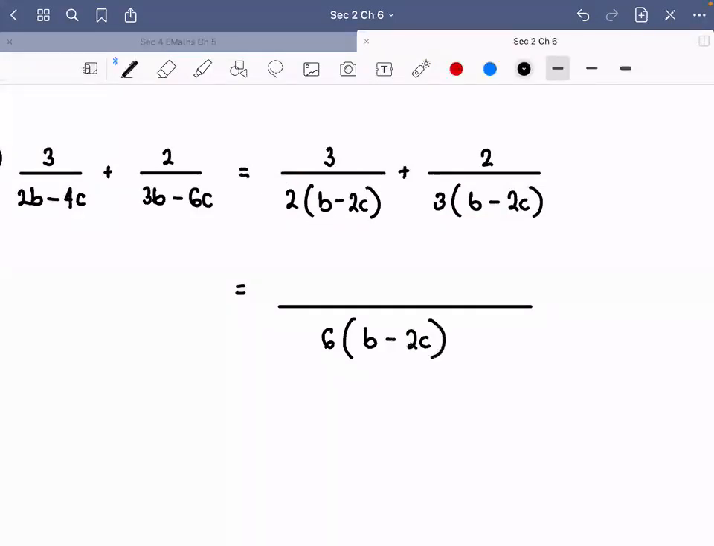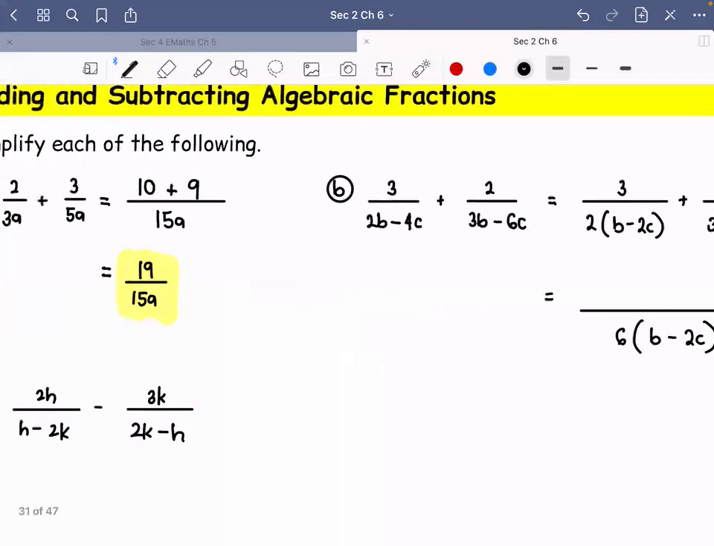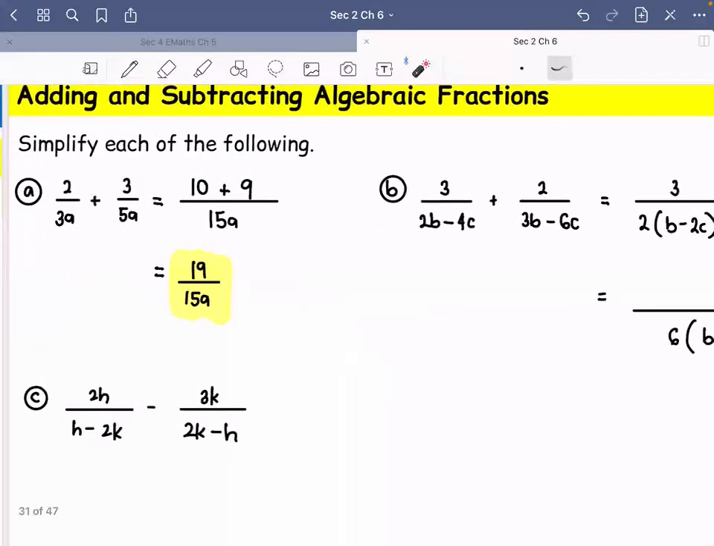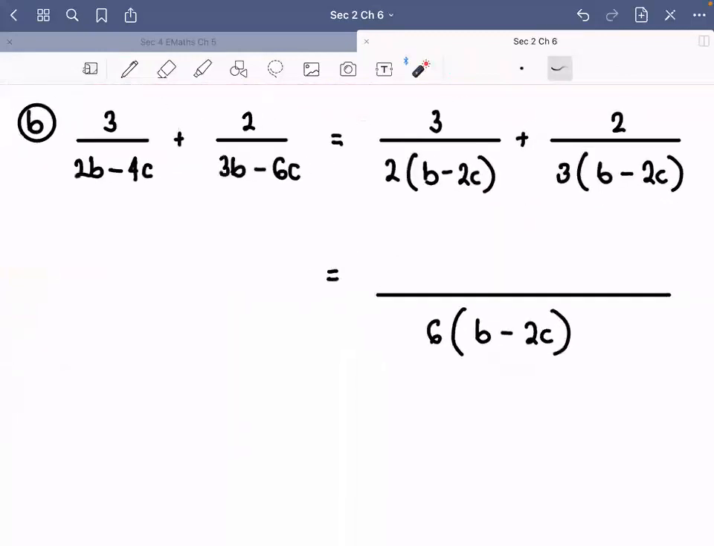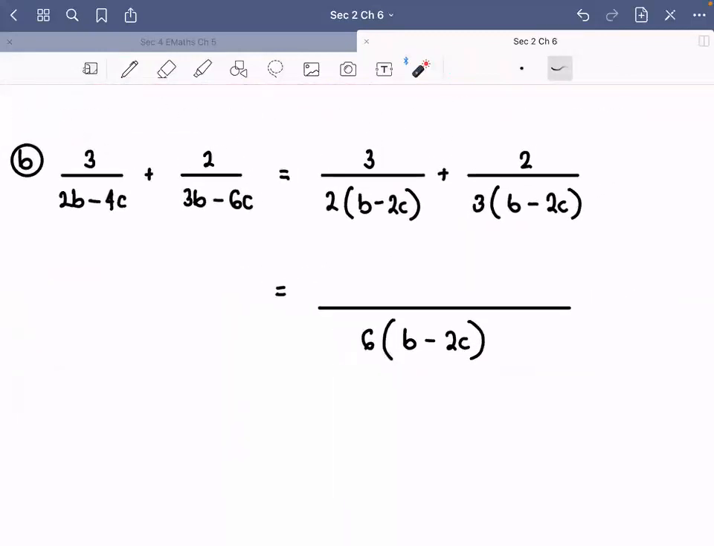Class, if you're wondering, this is similar with letter A. It's just that on letter A, it's just A. A is common, that's why we include A. Now for letter B, b minus 2c is common, so that's why we include b minus 2c as part of our denominator. So what's next after this? We have found our LCM.